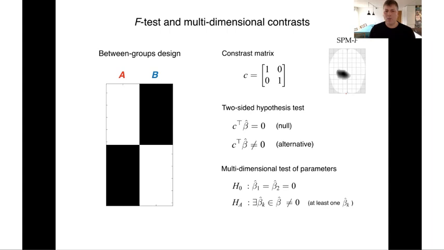And if we look more closely at multidimensional tests of parameters, we see that this corresponds to testing the alternative hypothesis that there exists at least one beta k, so at least one of the beta parameters estimated by the model that is different from 0, so either positive or negative. So it's a test of at least one.